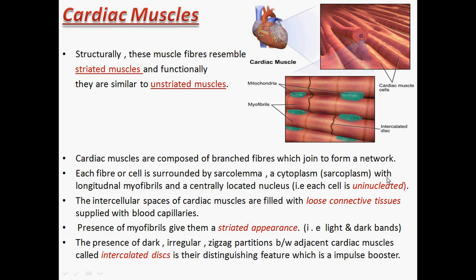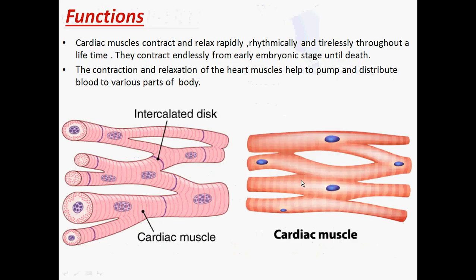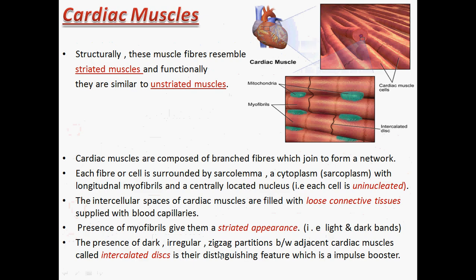In these muscle fibers, there are some dark, irregular, zigzag partitions. You can see this is the partition between two muscle fibers. They have long, dark, zigzag partitions between the adjacent cardiac muscles, and they are named intercalated discs. This is their distinguishing feature, and it acts as an impulse booster for the cardiac muscular tissue, and it helps in the pumping and relaxation of the heart chamber.